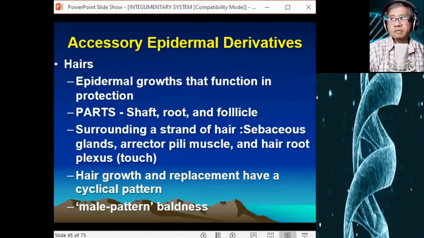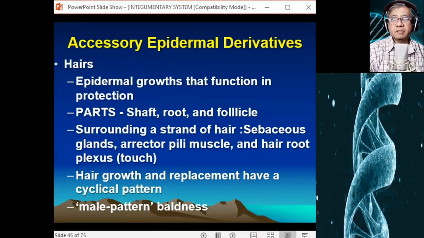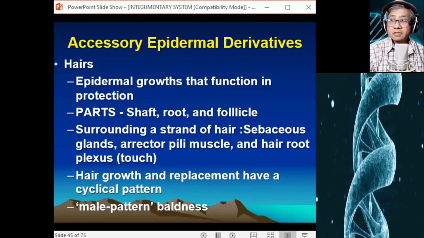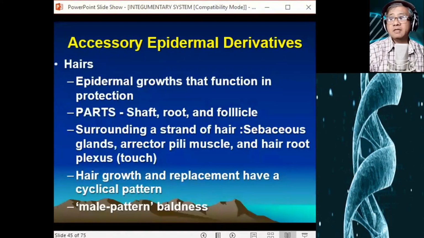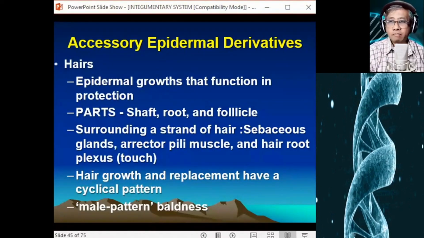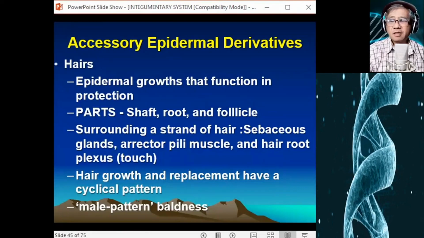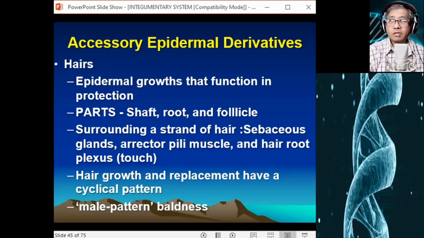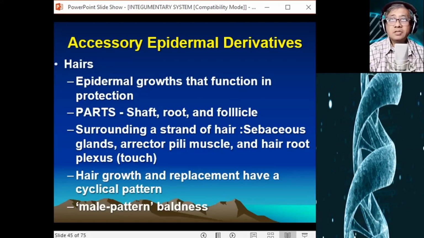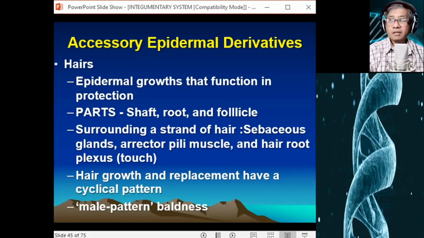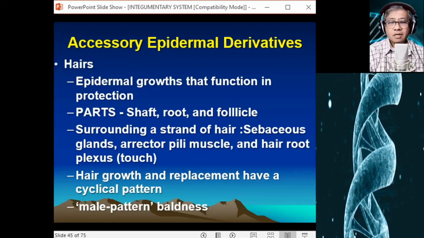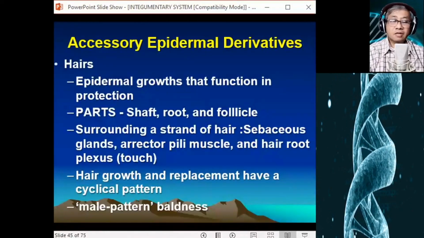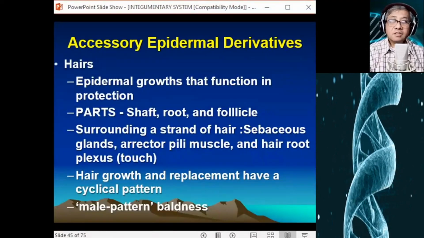Okay, hair growth and replacement have a cyclic pattern. So, because of the hair follicle, there are cells there that are actively dividing. So, yung hair shaft, nag-grow siya, humahaba. Okay, and yung replacement naman yan, normally we lose about 10 to 20 strands of hair a day, which is normal. Pero habang tumatanda tayo, especially the male experiences what we call pattern baldness. Now, again, because of increase in testosterone.